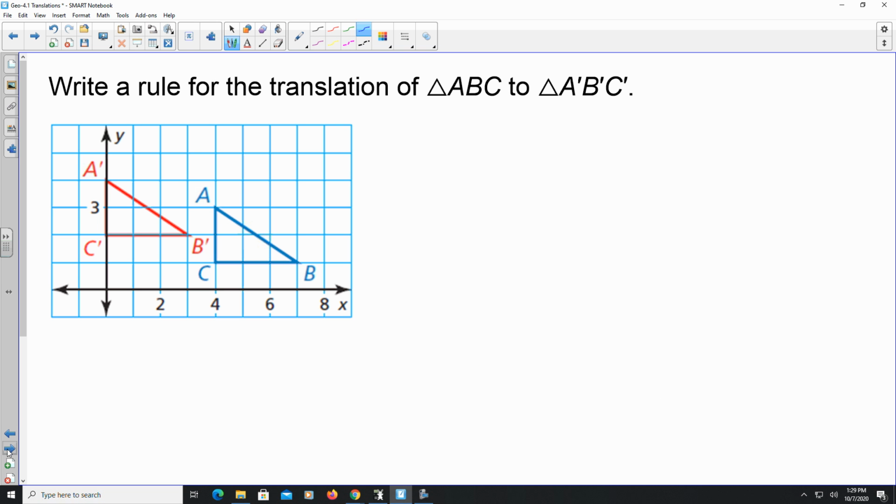So here it says write a rule for the translation of ABC to A prime, B prime, and C prime. So all you really have to do is this. When you're writing a rule, you have to choose one point. Just pick one point. Let's just use point A, for instance. Point A looks like it went to the left 1, 2, 3, 4. Since it went to the left, that makes it a negative 4. And it went up 1. So my y change is 1. So my vector is going to be negative 4, comma 1.